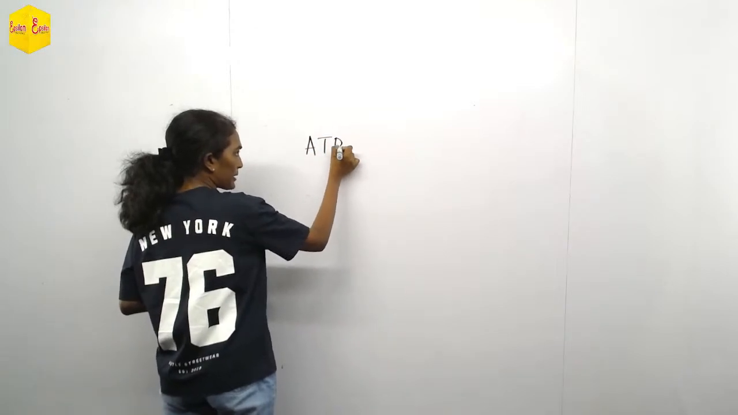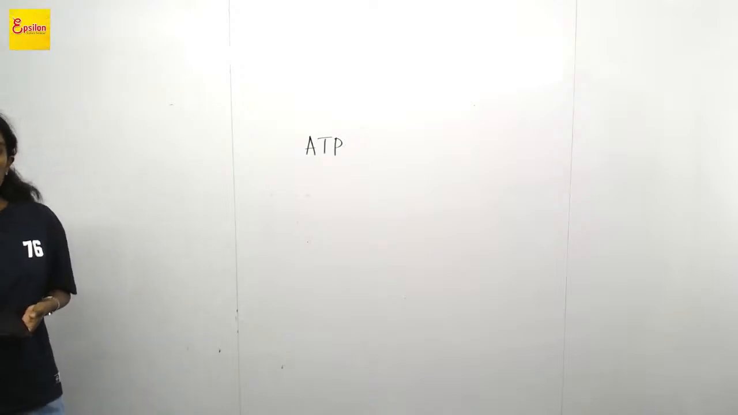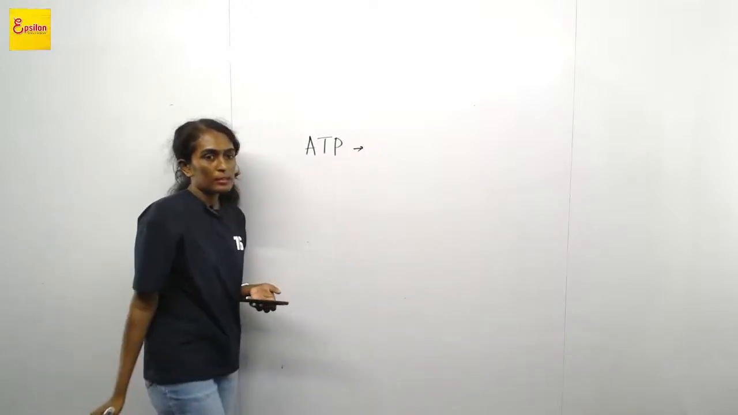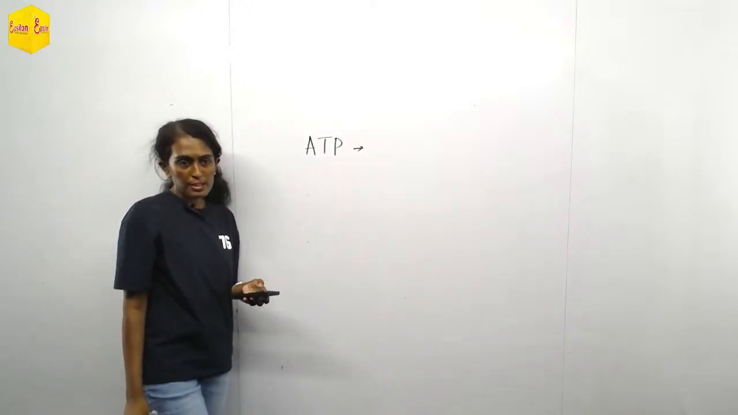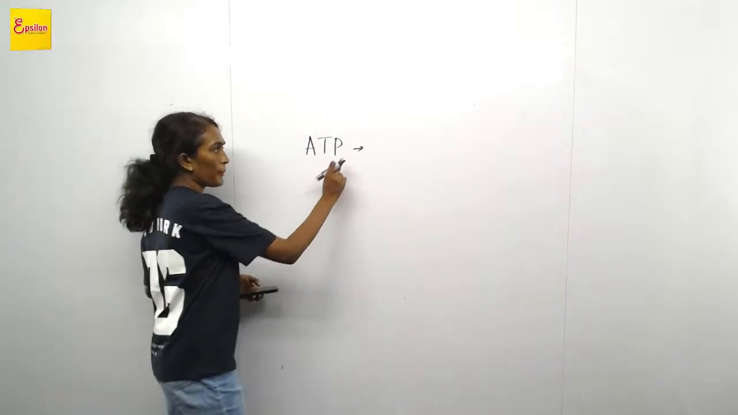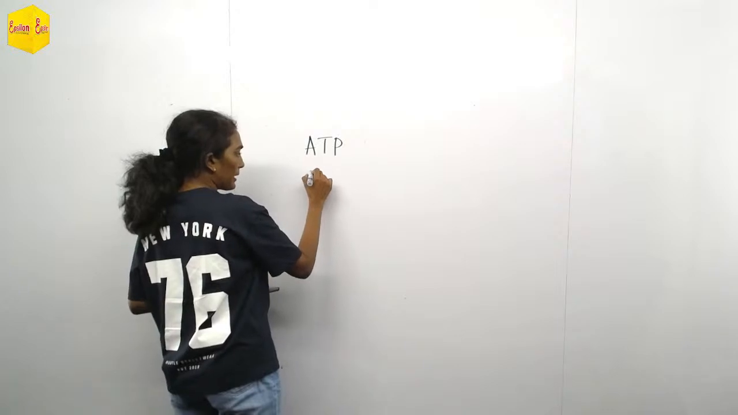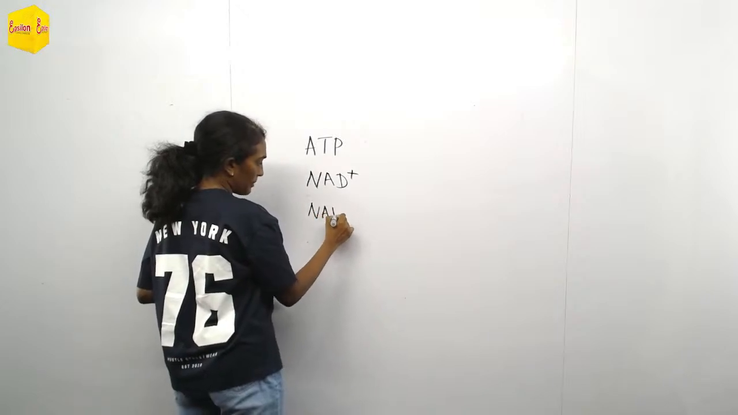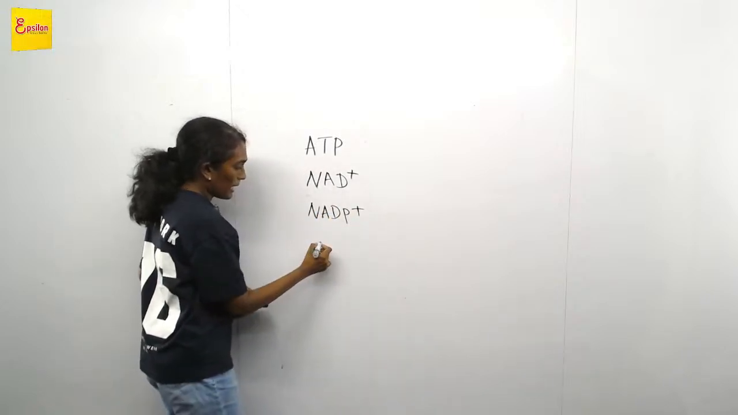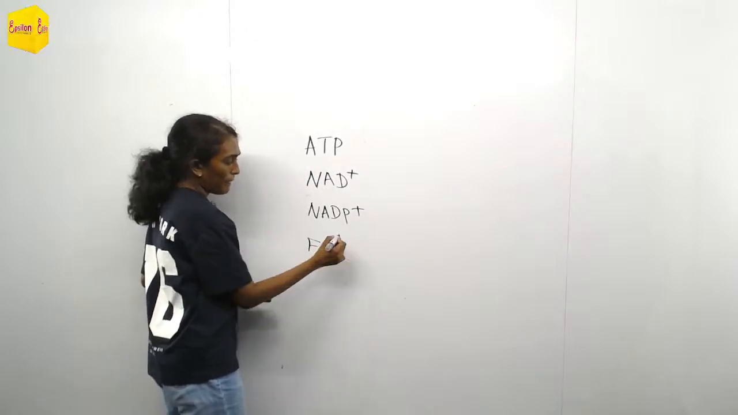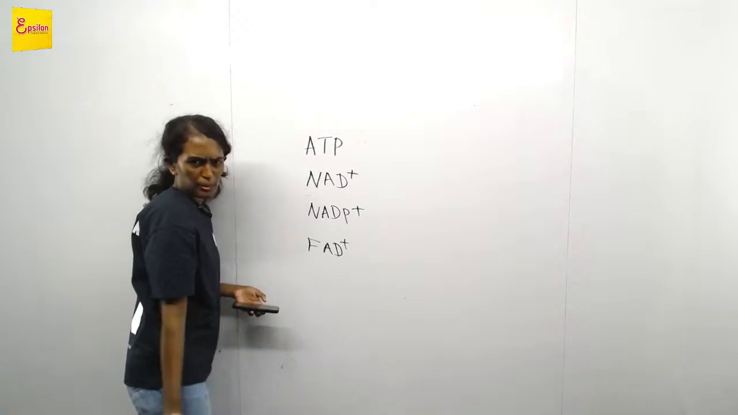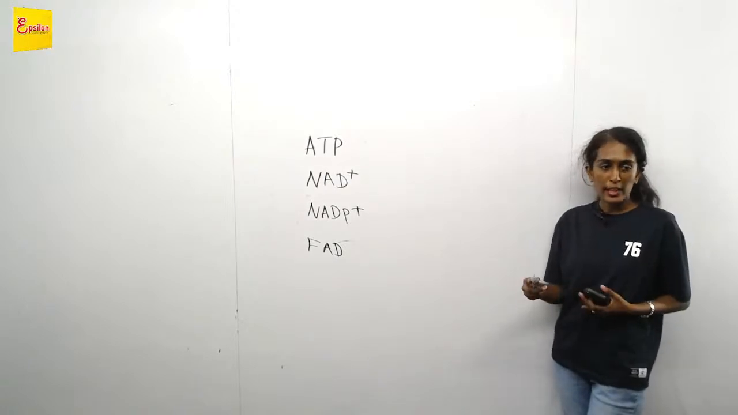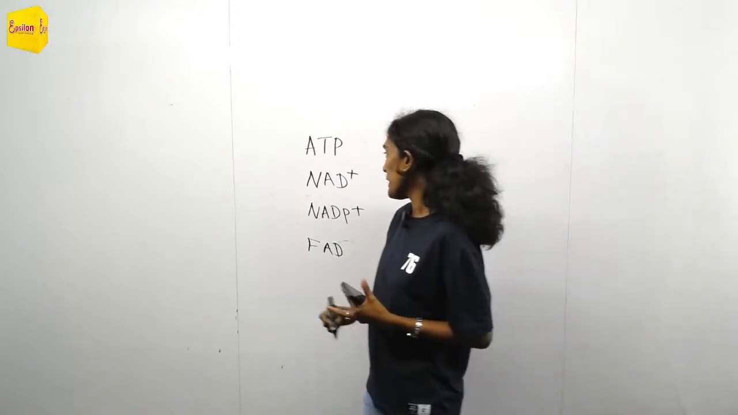ATP is one nucleotide. What is the long name for that one? Adenosine triphosphate. So what is this one? Our energy molecule, no? So this is providing us energy. So this is important. And we will be learning about NAD plus, NADP plus and FAD. Those are nucleotides which are important in certain reactions.